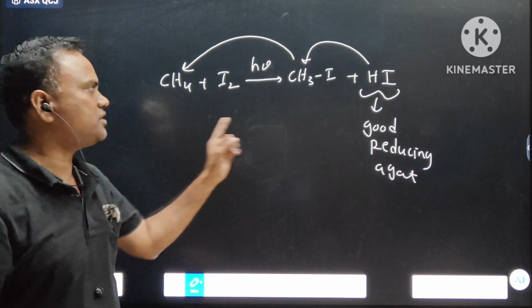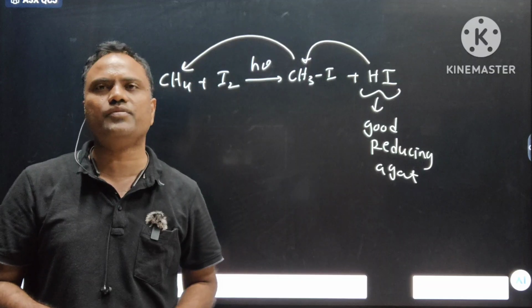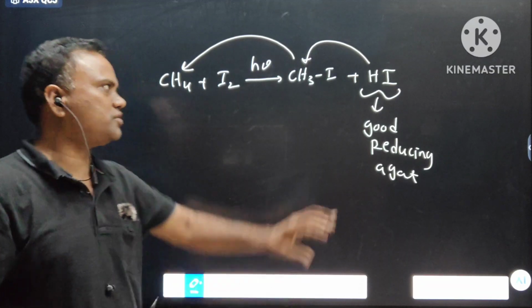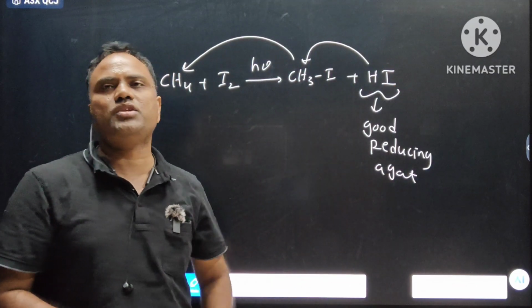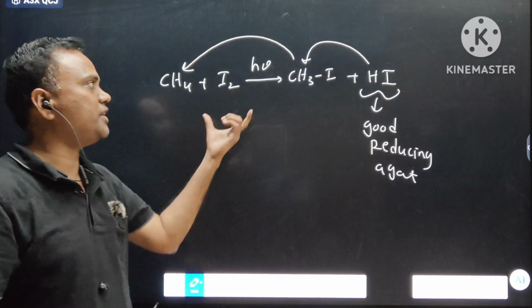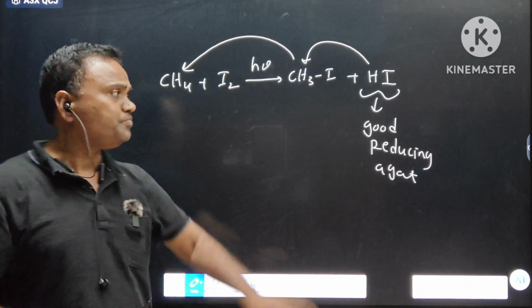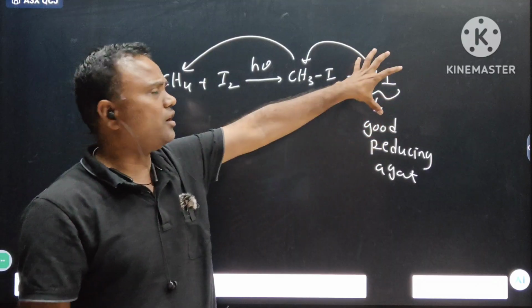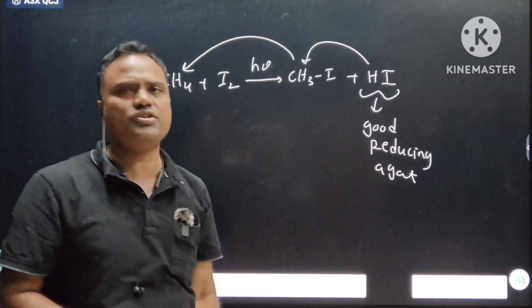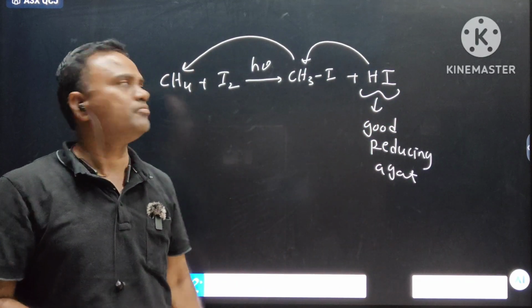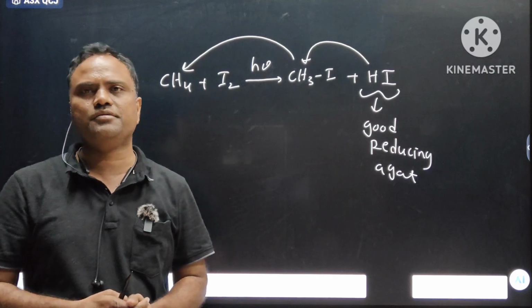Clear? That's why this reaction is carried out in the presence of oxidizing agents. That oxidizing agent removes HI: HNO3. In the presence of HNO3, we carry out this reaction. Then we can prepare it. Why? That HNO3 oxidizing agent removes this HI from time to time, and we will get CH3I.